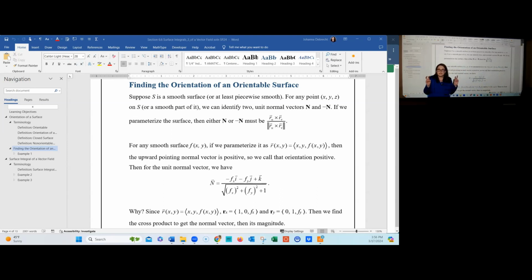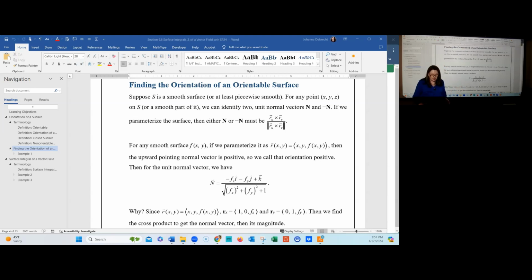We're going to treat this as our r, but instead of u and v, we'll just call them x and y. The partial of r with respect to x then would be 1, 0, and whatever the partial of the function f is with respect to x. The partial of r with respect to y would be 0, 1, and the partial of f with respect to y. Then we would do the same process that we did previously when we were looking for a normal vector.